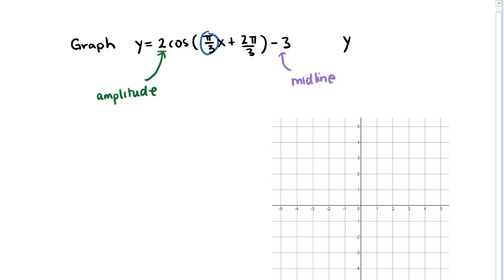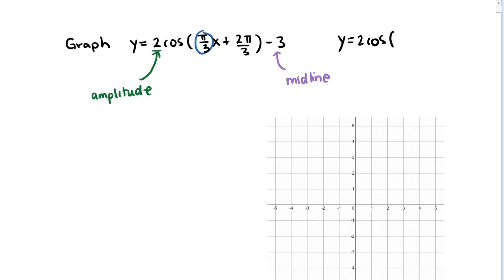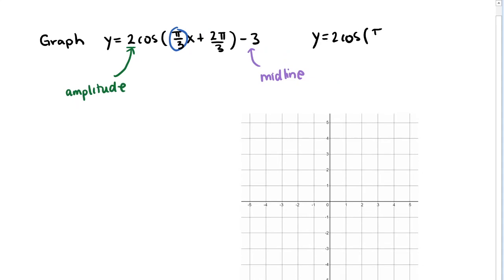So here maybe I'll rewrite this as y is equal to 2 times cosine of, now if I factor out pi over 3, well, that's going to leave behind an x. And 2 times pi over 3, when I factor out that pi over 3, that's really just going to leave behind a 2.